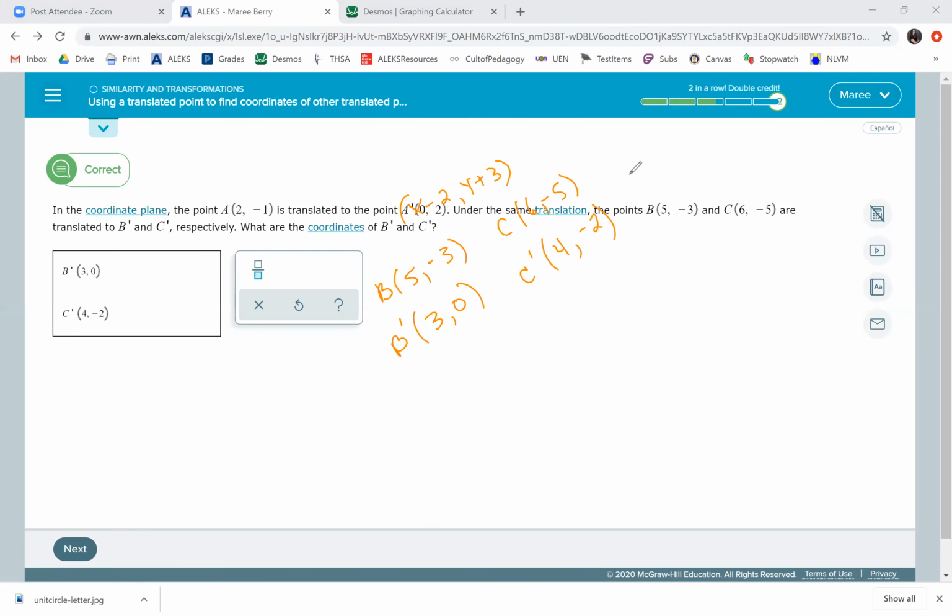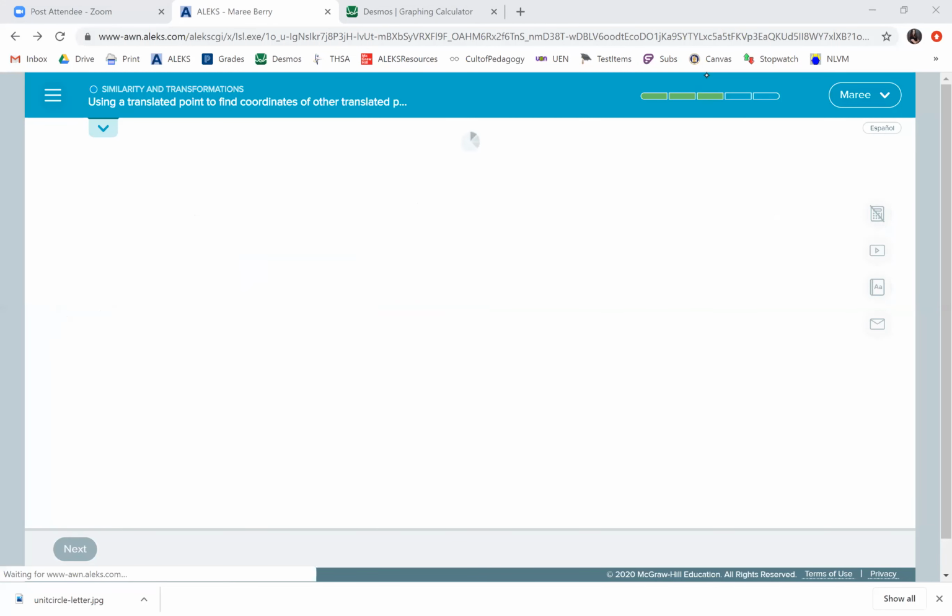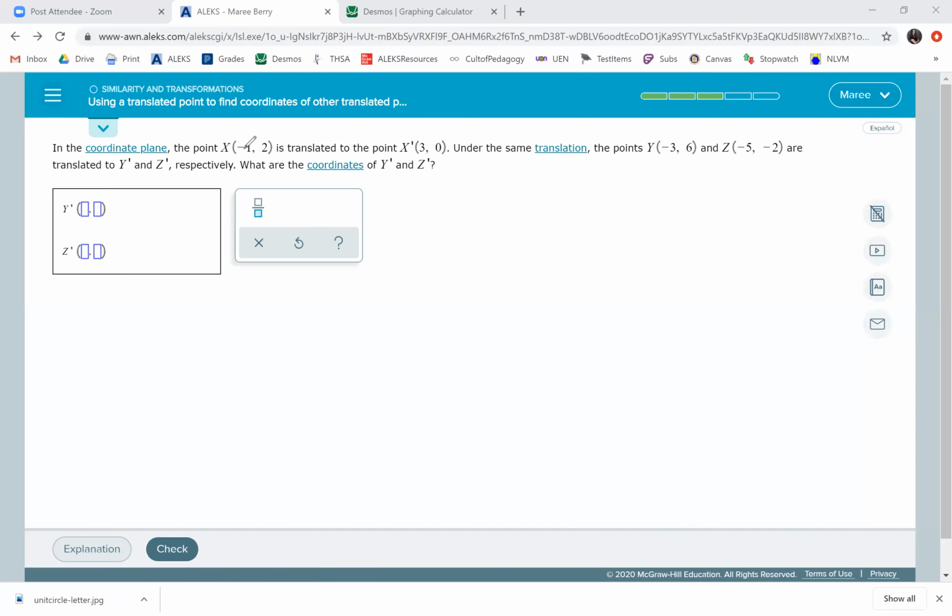Okay, excellent. And we'll do one more. Just for kicks and giggles. This is so much fun. Okay, so from -1 to 3, let's see, we're adding 4, right? Yeah, 4. And then 2 to 0, we're subtracting 2 from y. So we went 2 minus 2 is 0. -1 plus 4 is 3. Okay, so y is (-3, 6).